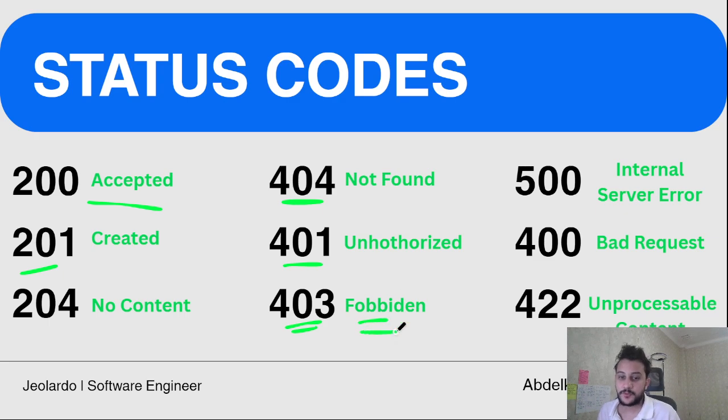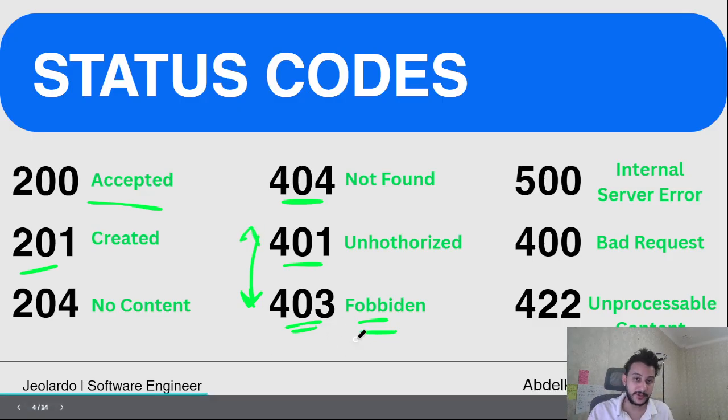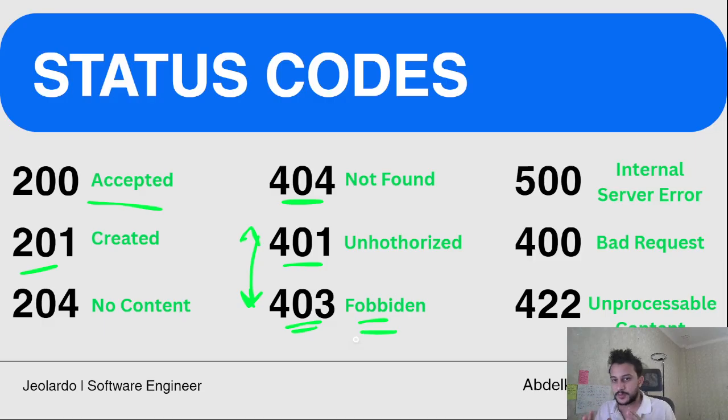And also the status 403, which means forbidden. A lot of people confuse these two statuses. Forbidden is when you are already authenticated on the website, but you don't have some permission to access a protected route. Unauthorized is when you are not authenticated on the website, so you don't have permission to access the protected route as a user.